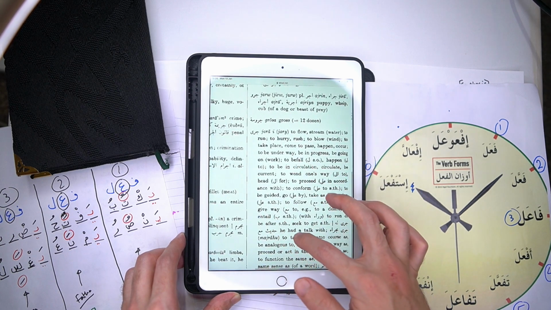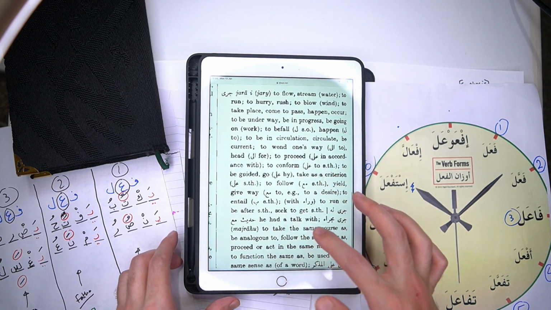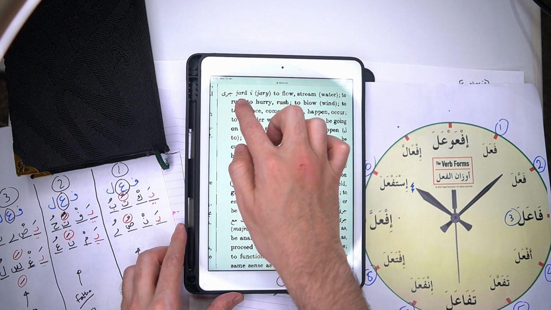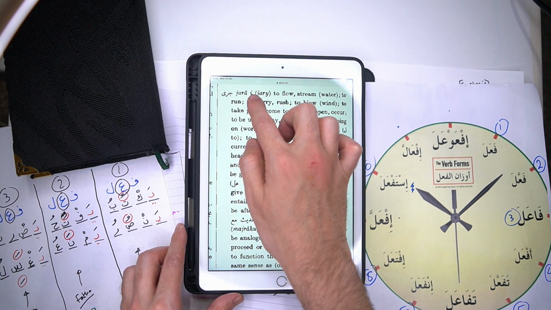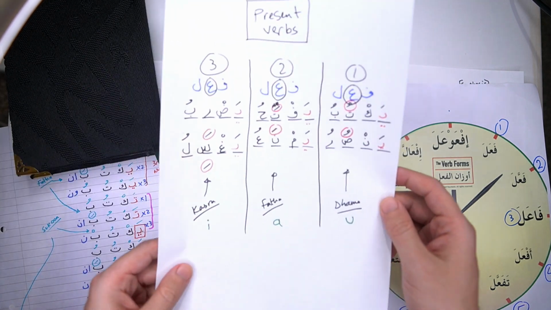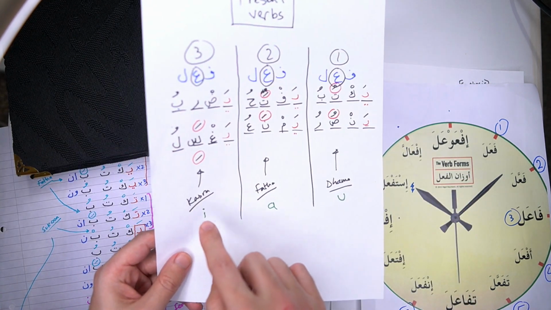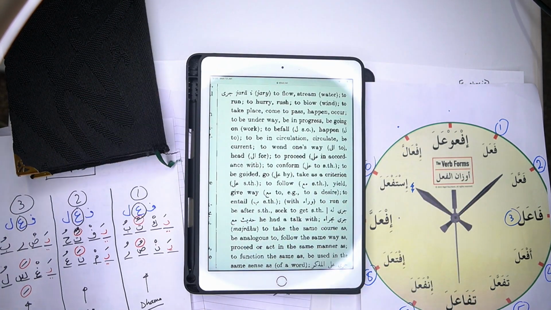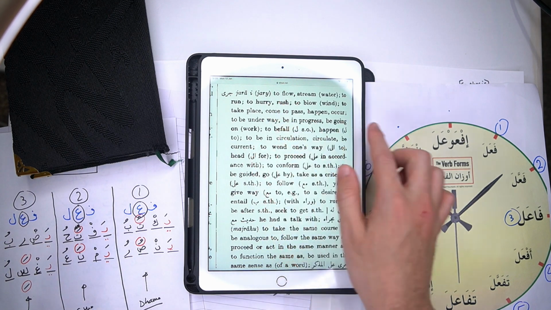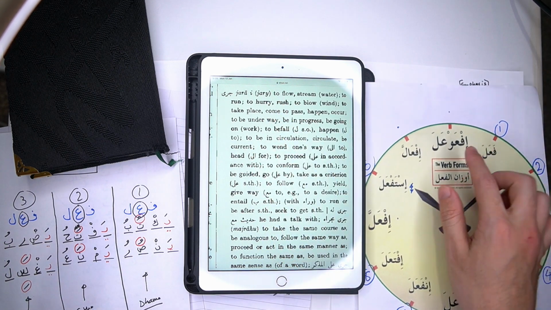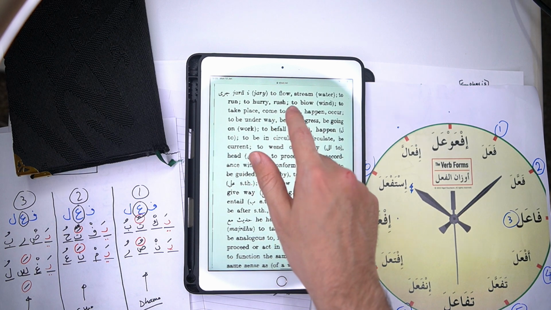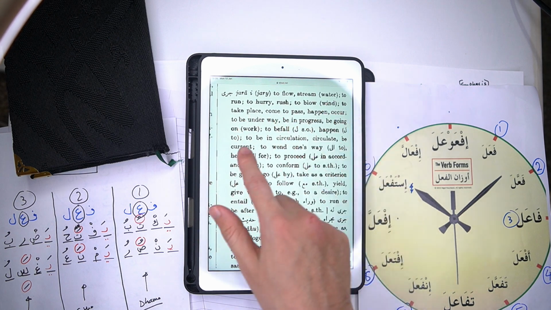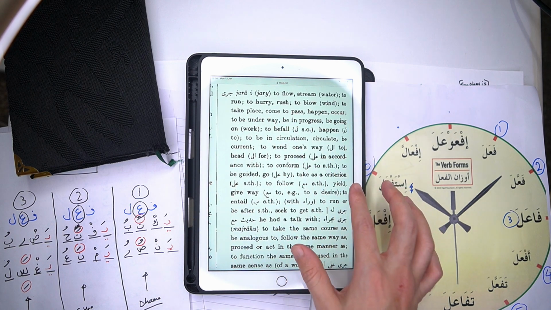All right, so if you guys can see this, right? So jara is the past, and the I, if you remember, represents kasra. So jara yajri, to flow. This is pattern number 1, by the way. Jara, to flow, stream, to run, to hurry, rush, etc., and all these different meanings.